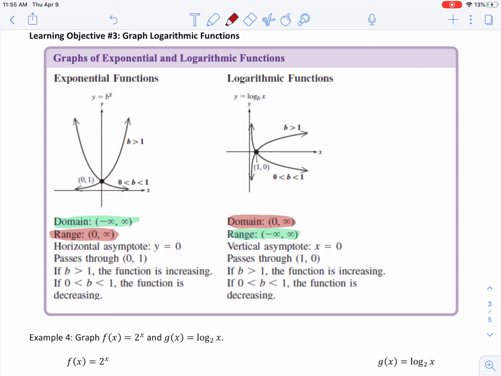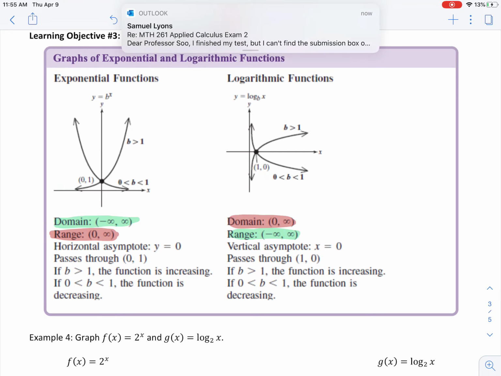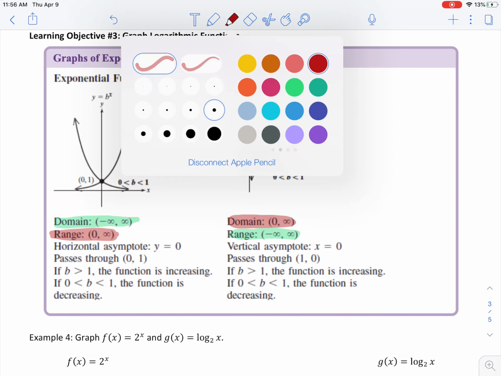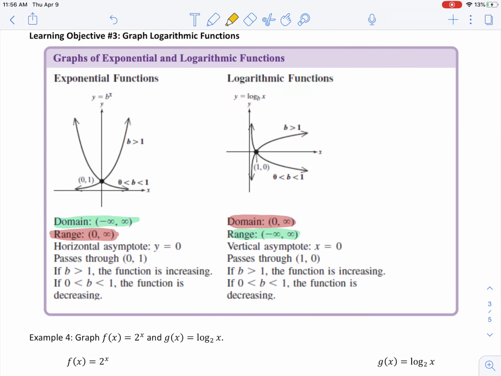Now, of course, these will change. Remember, when we have a vertical translation in exponential functions, the range changed, right? Now, if we have a horizontal translation in a logarithmic function, the domain will change. And we will look at how to find these domains algebraically on page 4. But I just wanted to show you how they're very similar. For example, we had a horizontal asymptote at y equals 0 for an exponential function, right? But now we have a vertical asymptote at x equals 0 for the logarithmic function. It's very, very similar.